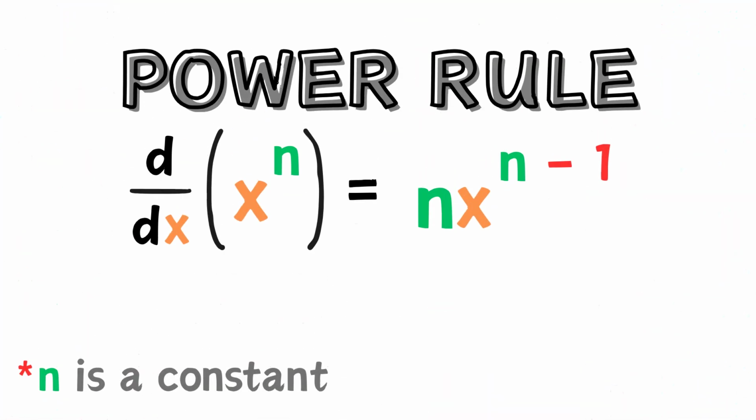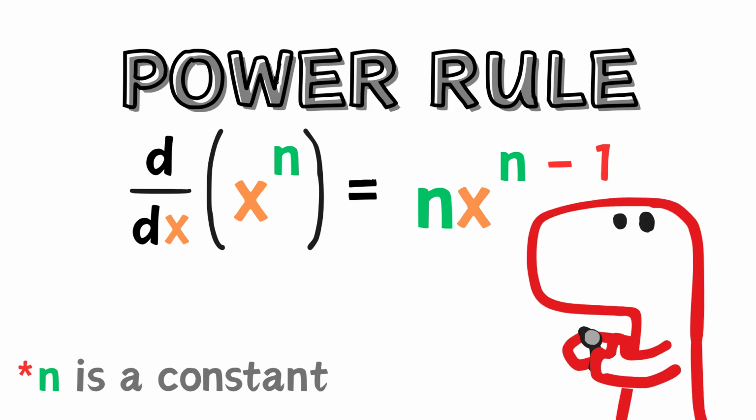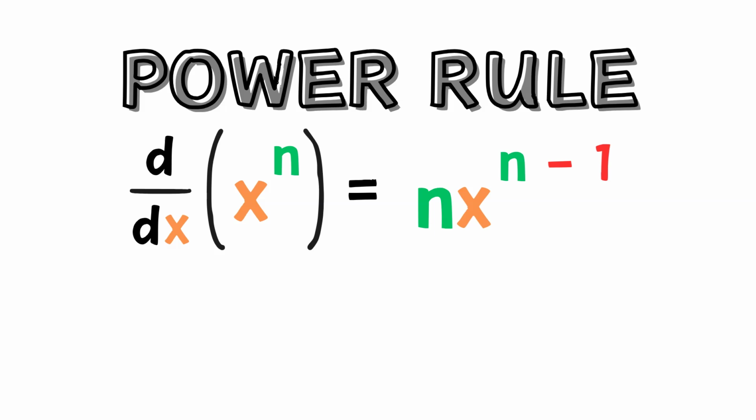The power rule is super useful to know. As you just saw, we found several derivatives pretty quickly just by knowing the power rule. So next time you see the derivative of a power, you know what you have to do. Bring the exponent down as a coefficient, and then subtract 1 from the exponent, and you've got your derivative.